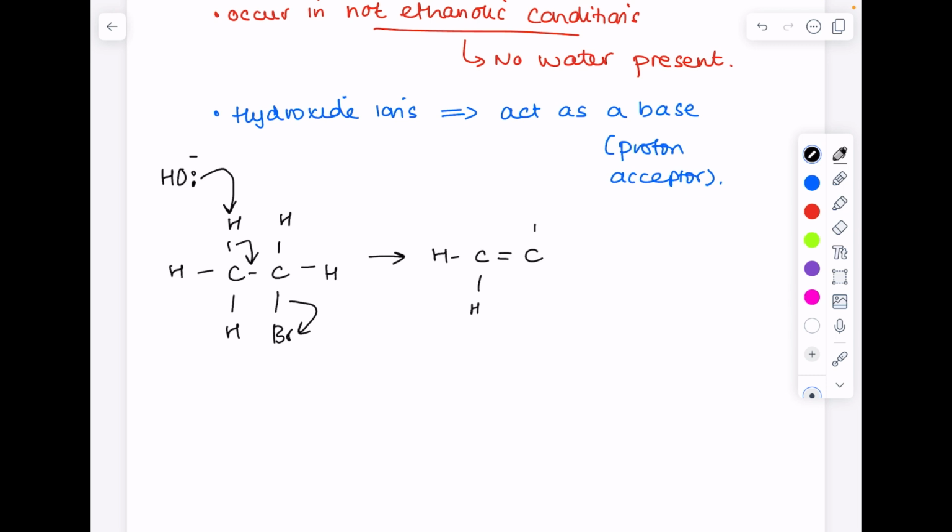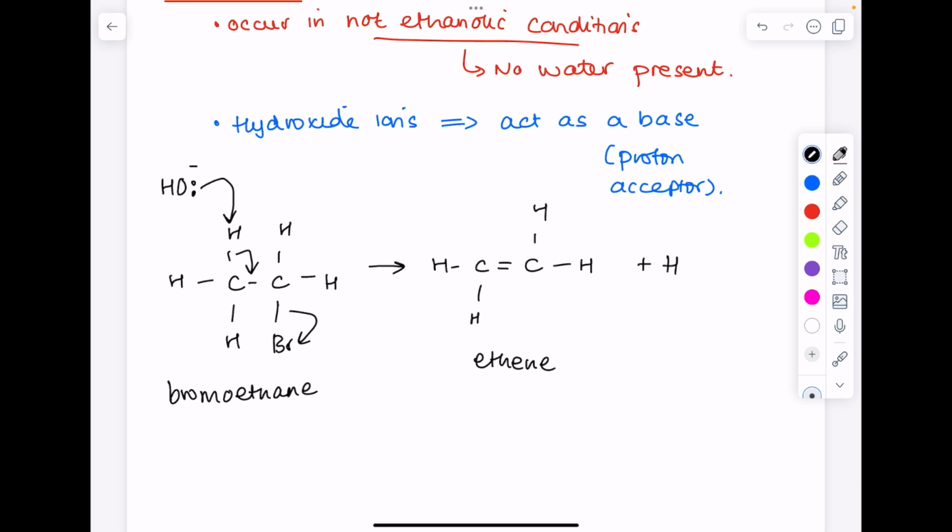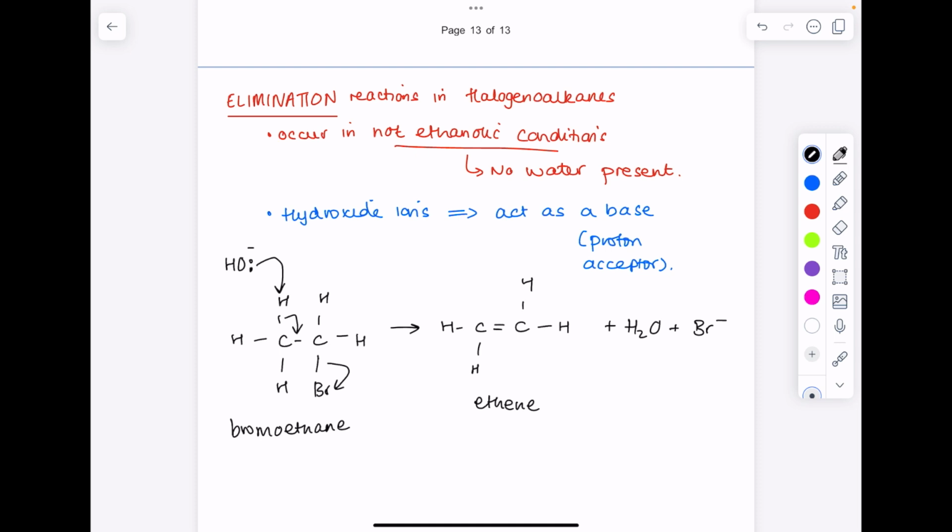So the key difference here is that in an elimination reaction, because you're eliminating an atom, you're going to introduce a double bond. And we go from bromoethane to ethene. Don't forget your byproducts, and there's your halide ion. So elimination reactions in halogenoalkanes produce alkenes. You can see that the carbon in the C-X bond, in this case X is bromine, goes from having 4 bonds attached to just 3. That means that one must have been eliminated.